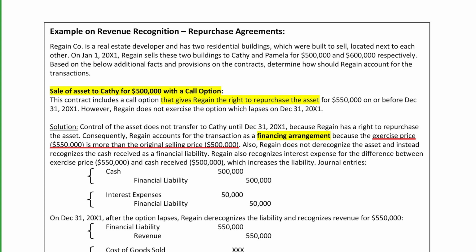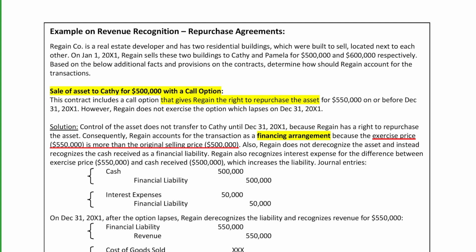To make it very simple, think of this as a financing arrangement where Regain takes a loan of $500,000 from Kathy and Regain gives the residential building to Kathy as a collateral. And what Regain says is, by the end of the year, I'm going to give you $550,000, which is the 500 principal plus another 50,000 interest. And when I give you the 550, I'm going to take back the residential building that I've given to you as collateral.